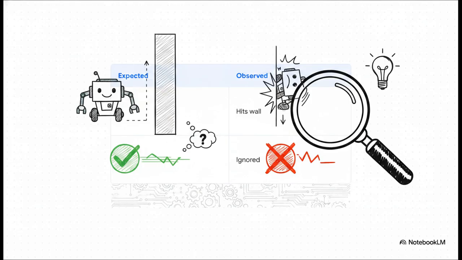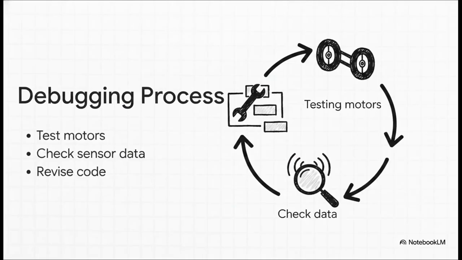By directly comparing our expected result with our observed results, we gather vital clues. We expected the robot to stop at the wall. We observed the robot hitting the wall. We expected the condition to be met. We observed the condition being ignored. You see, in robotics, a crash isn't just a mistake to get frustrated over, it is a scientific process. The robot didn't disobey us, it did exactly what our code told it to do, which just means our code has a bug. To fix that bug safely, we follow this strict, iterative debugging process required by our unit outcomes.